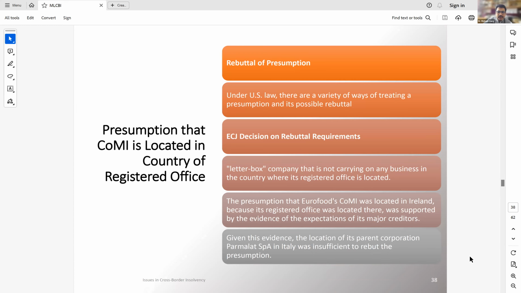So the presumption that COMI is located in the country of the registered office will not easily be rebutted, but it will be rebutted, like we have seen in the case of Calcutta. There are letterbox companies. There is one street and thousands of offices are there in letterboxes, and there is no substantial business. So these are all letterbox companies. In this case, that registered office will not be considered to be the place where the insolvency proceedings should start. The insolvency proceedings should commence in those circumstances where there are substantial assets or control of the company.